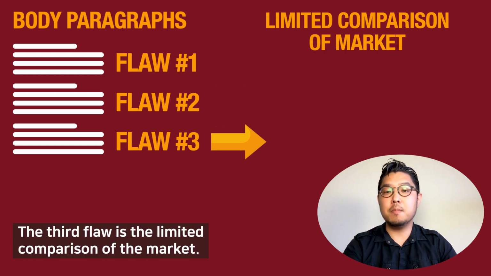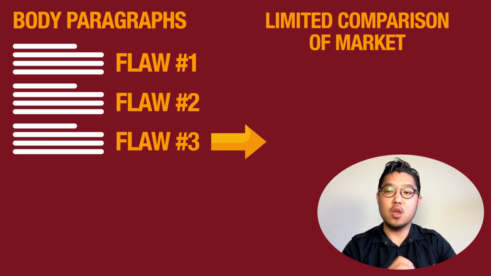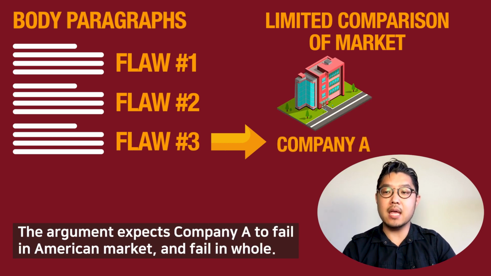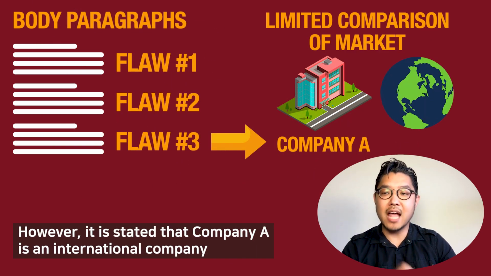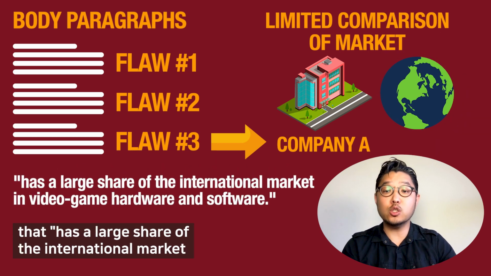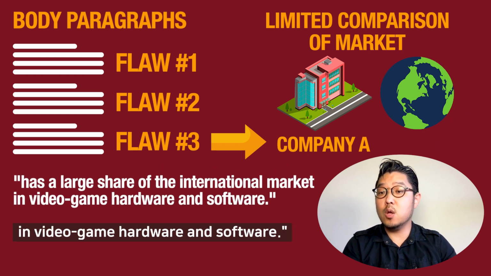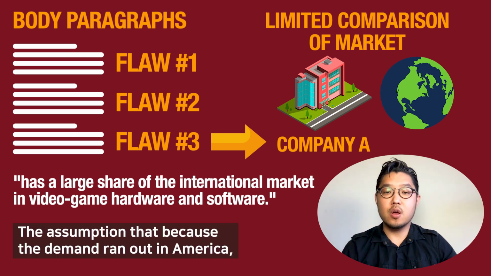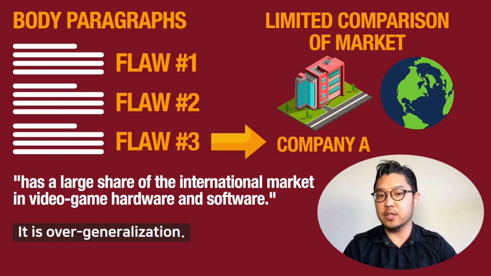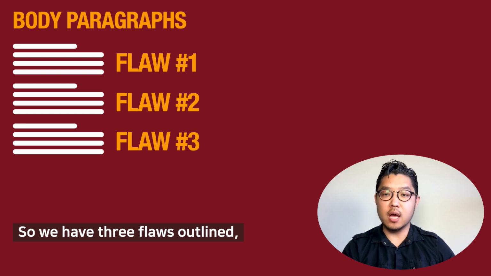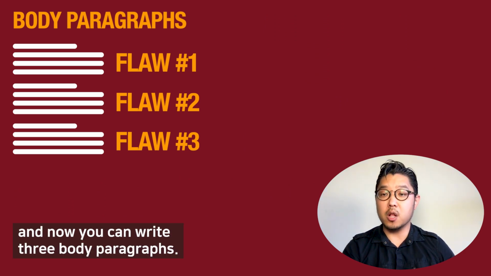Third flaw is the limited comparison of the market. The argument expects Company A to fail in the American market and fail as a whole. However, it is stated that Company A is an international company that has a large share of the international market in video game hardware and software. The assumption that because the demand ran out in America, Company A will ultimately collapse is wrong. It is overgeneralization. So we have 3 flaws outlined, and now you can write 3 body paragraphs.